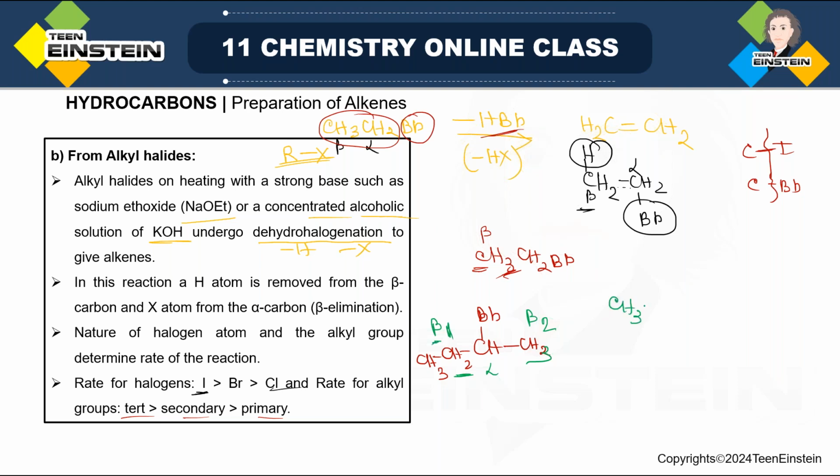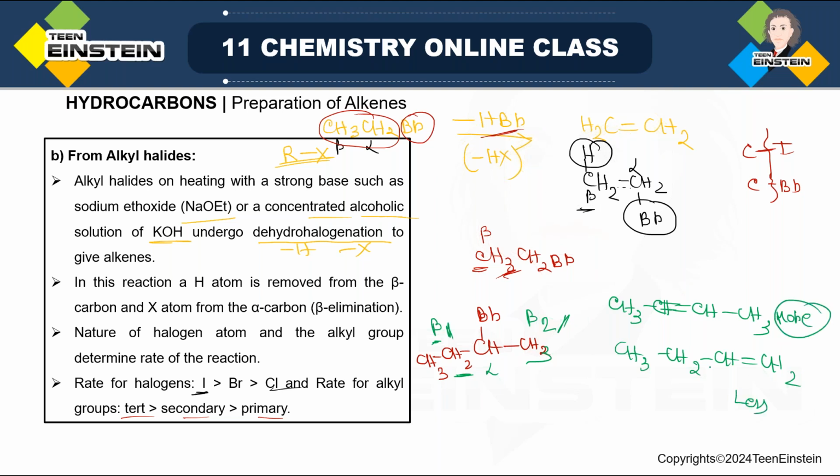You will get CH3, CH, CH3. And if this beta 2 is removed, the molecule that you will get is CH3, CH2, CH double bond CH2. So these two are not same. Now this is more substituted.